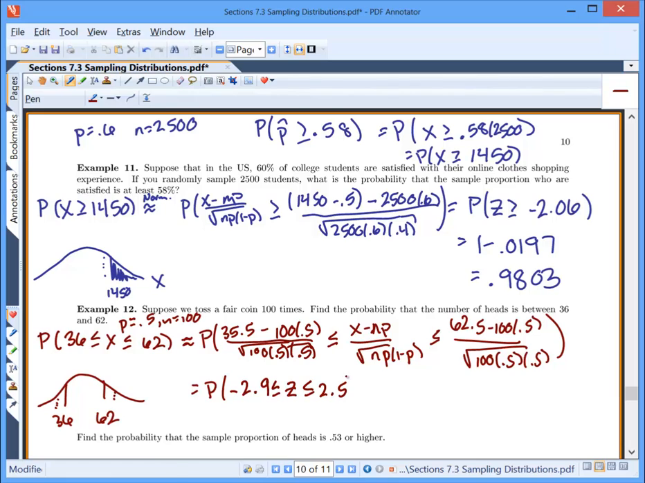and 2.5. So to do this, I'll look up my 2.5 on my standard normal table, that's the capital P, and then I'll look up negative 2.9 and subtract the two numbers. So 0.9938 minus 0.0019 gives me 0.9919.